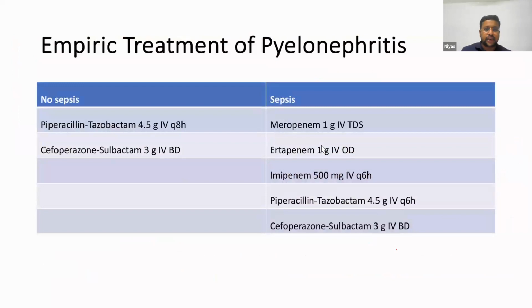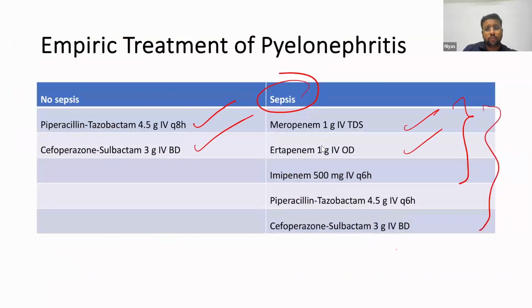So empiric therapy in patients who have no sepsis, piperacillin tazobactam or cefoperazone sulbactam. Patients who have sepsis, meropenem or ertapenem may be preferred over piperacillin tazobactam or cefoperazone sulbactam, especially if the patient has bacteremia. It is not a hard rule that you have to use meropenem. The IDSA guidelines say that these agents may actually be almost similar, but it is okay to use a carbapenem in patients who have sepsis, especially shock.